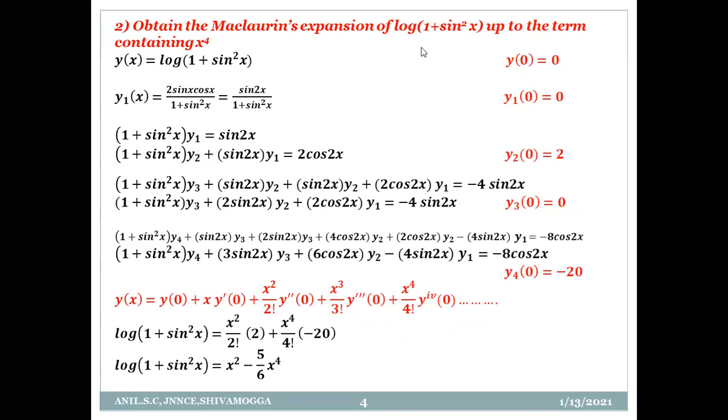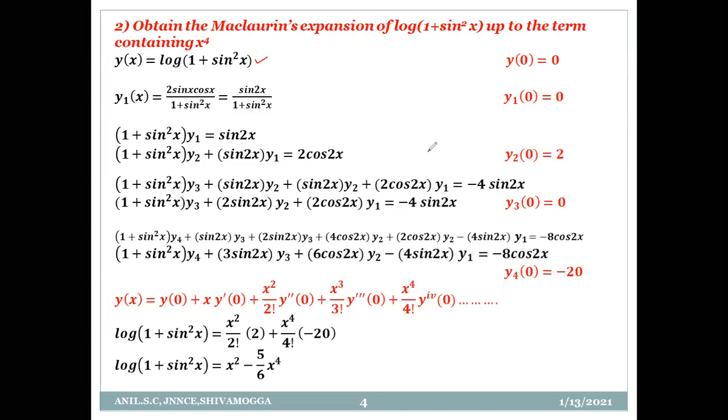Obtain the Maclaurin's expansion of log 1 plus sin square x up to the term containing x power 4. That means you have to differentiate 4 times successively with respect to x. Okay. Log 1 plus sin square x, let it be y of x. Let y of x is equal to log 1 plus sin square x.